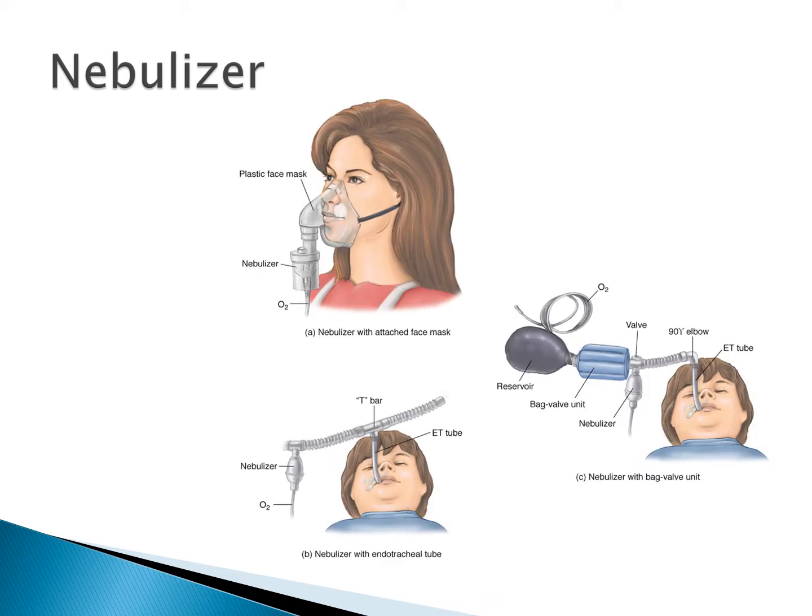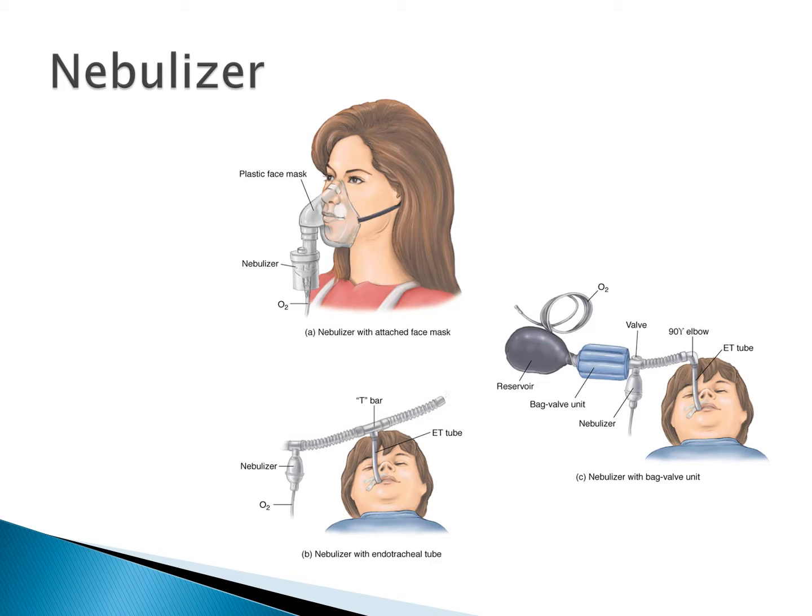Most of us are using figure A here, the simple face mask that has the nebulizer reservoir towards the bottom there, right above the O2 tubing. And what it does is it allows the patient to have hands-free medication administration. So the mask is attached to their face with an elastic cord, just like an O2 mask, and they don't have to do anything. They just sit there and take some nice easy breaths.